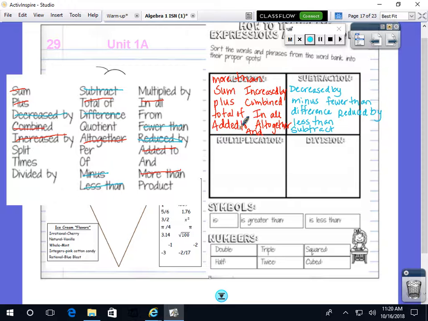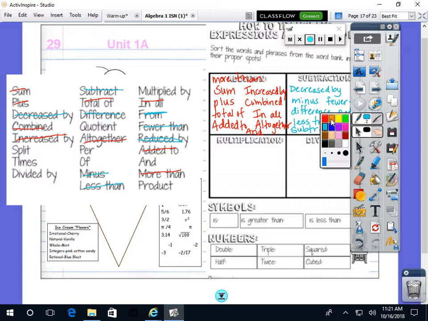Okay, there's another word up there that also means subtraction. What do you think? Which one is it? From. Like if you say take 5 from 7, isn't that 7 minus 5? Okay, so those are words that mean subtraction.